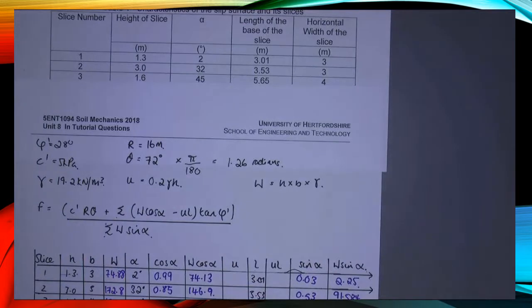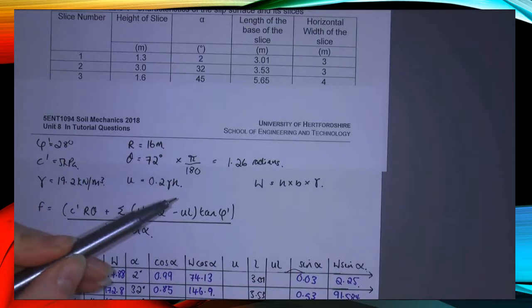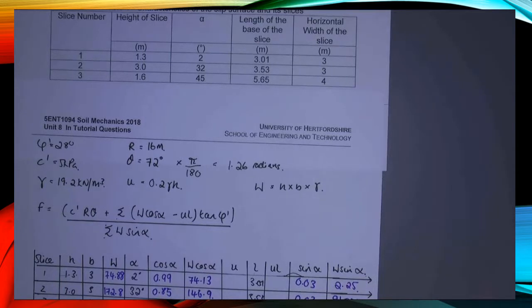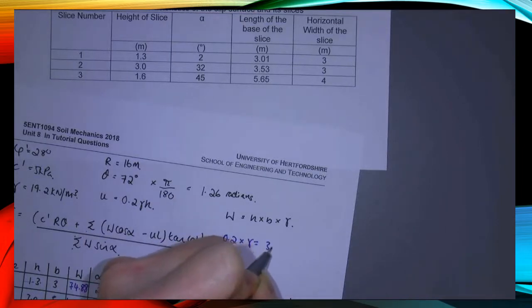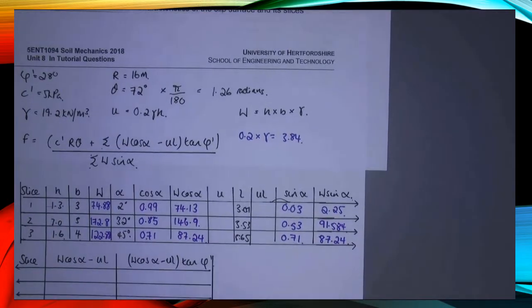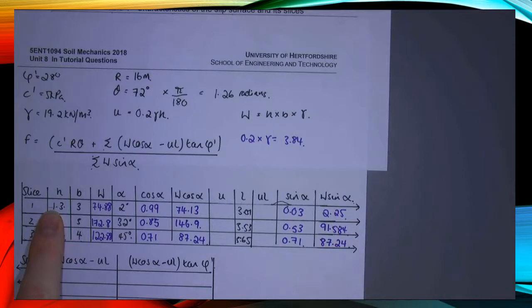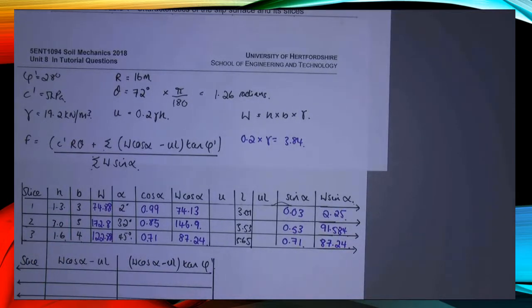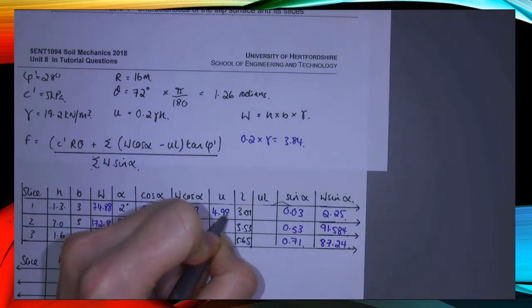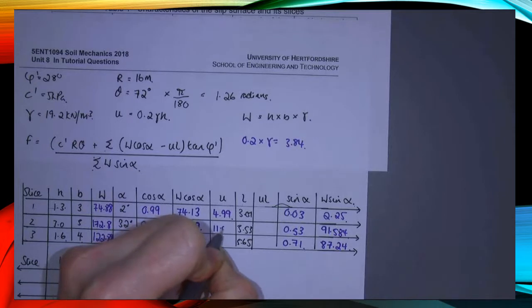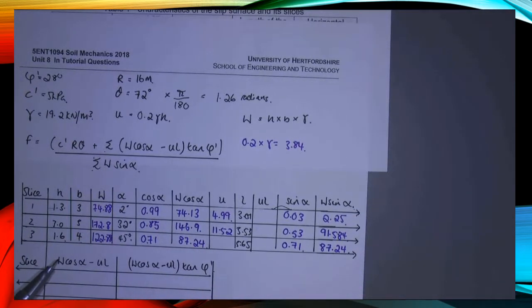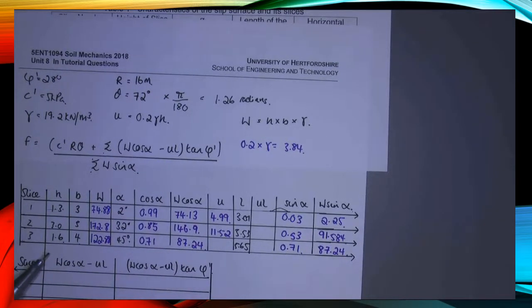U is calculated, and if you remember, it was given to us that U equals 0.2 gamma H. So 0.2 times the unit weight, 19.2, gives us 3.84. Therefore, U is 3.84 times the height of the slice in the midpoint. So 3.84 times 1.3 is 4.99. 3.84 times 3 is 11.52. 3.84 times 1.6 is 6.14.